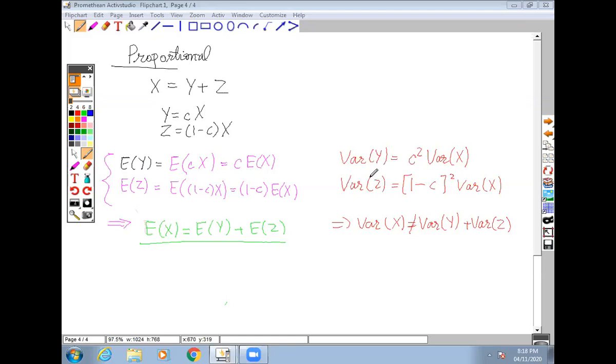Because in addition of variance, there is some covariance term also there. Covariance term. Are we adding two different random variables? So let us try to sum these up. So let us say I have variance of y, which is c square variance of x, plus 1 minus c square variance of x. Where do I have the covariance term here?